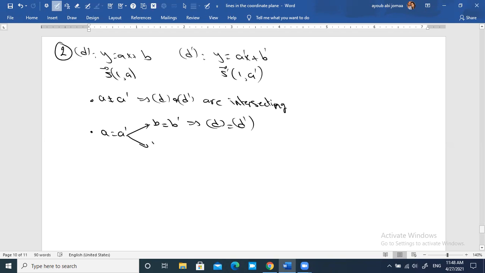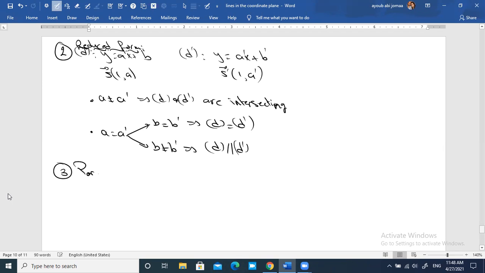If they are not equal, then they are parallel. And the third case, in case the equations are written in the parametric forms.